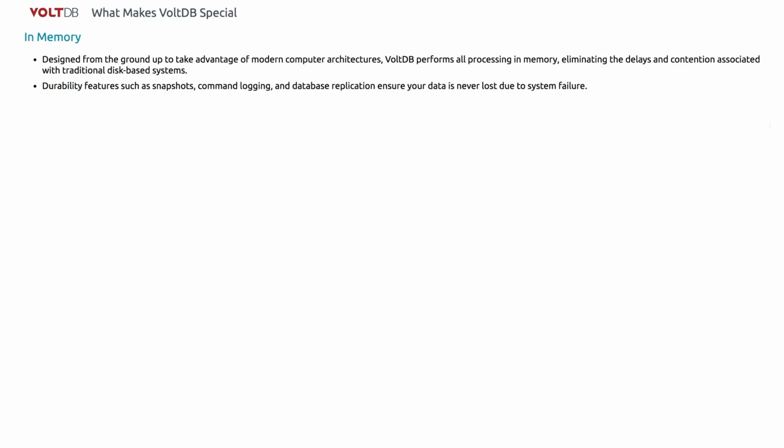One of the things that makes VolteB special is in-memory data storage. Designed from the ground up to take advantage of modern computer architectures, VolteB performs all processing in memory, eliminating the delays and contention associated with traditional disk-based systems. Durability features such as snapshots, command logging, and database replication ensure your data is never lost due to system failure.